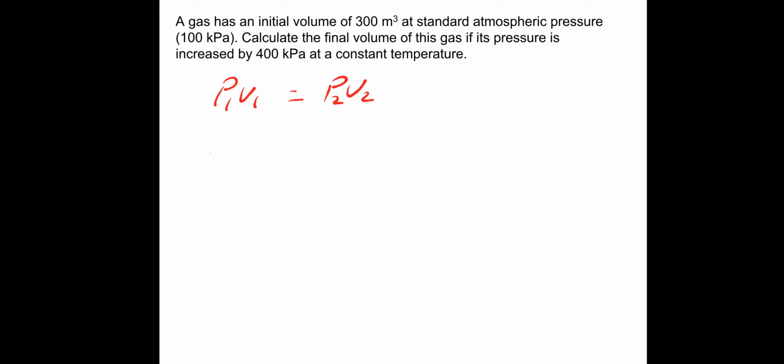So pressure 1 is 100 kilopascals. I'm not going to convert it because they're both the same. Times volume 1, which is 300, equals pressure 2. Pressure 2 is increased by 400 kilopascals, so the new pressure would be 500 kilopascals. Hopefully you didn't get caught out with that.